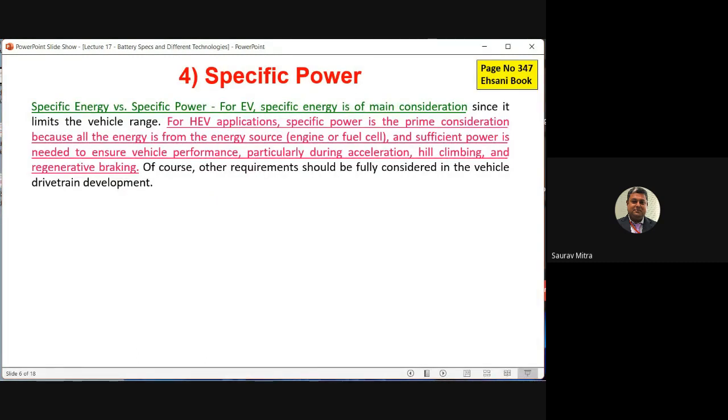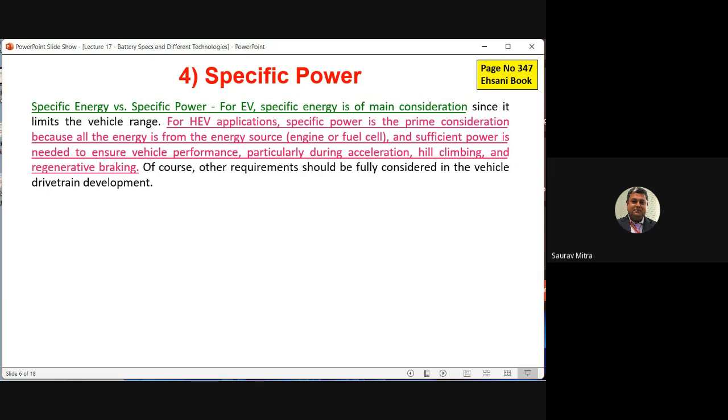Now we are coming to a very important topic. So this was the discussion about specific energy. Now discussion about specific power. So specific power is actually the relation between energy and power. That is, energy per time is equal to power.